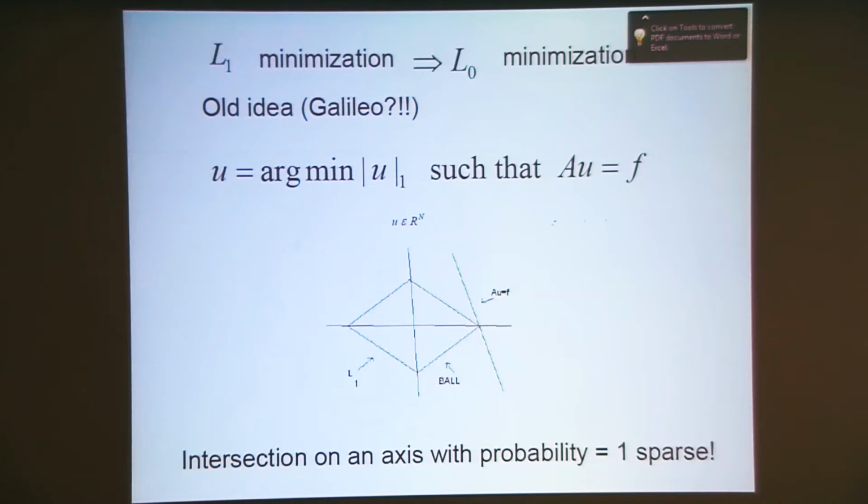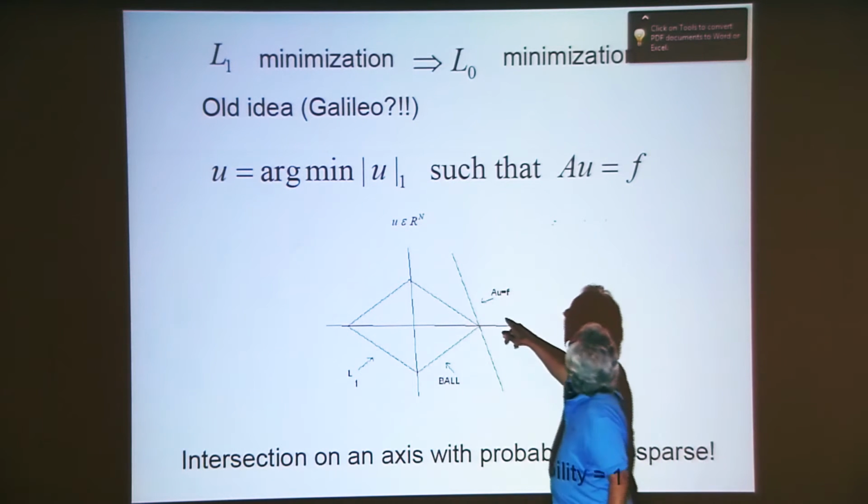Okay, sorry about that. This explains why L1 implies L0. This is really important. What does it mean, L1 implies L0? You have an equation AX equals F. Okay, I have to shout.